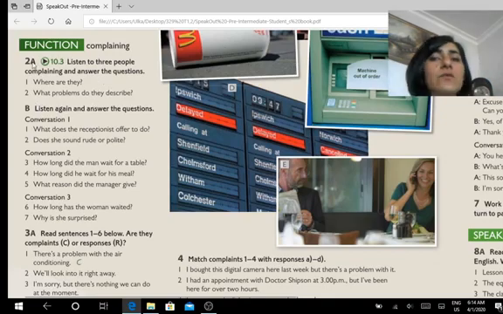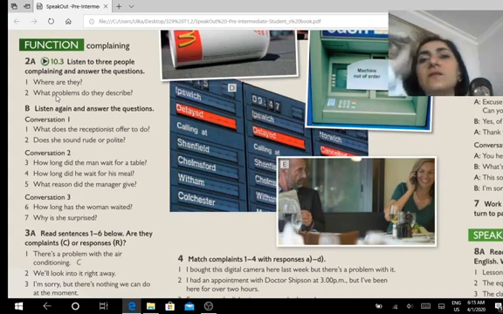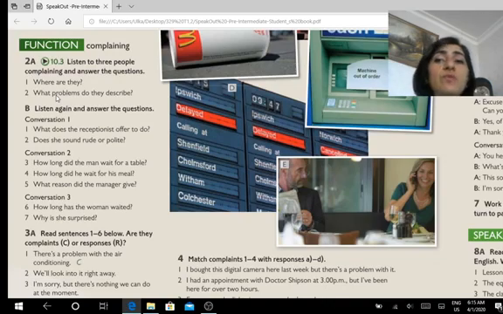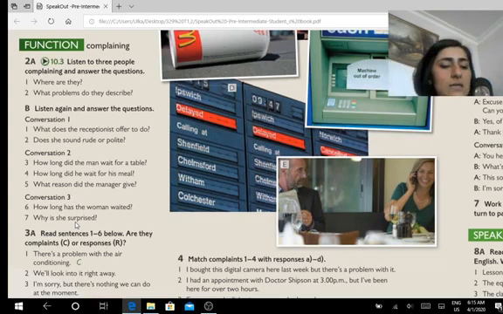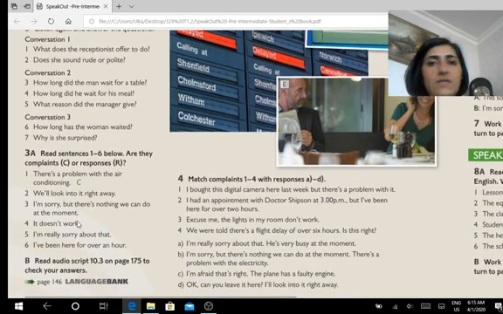I think 2 and A are your general questions, like where are they? So you will write about 3 people, 3 places these people are. And what problems do they describe? 3 problems they have just described. But then for details, you go to conversation 1, 2, 3. These are their personal questions and answer for each person. Okay, I think you can complete it without any difficulty.